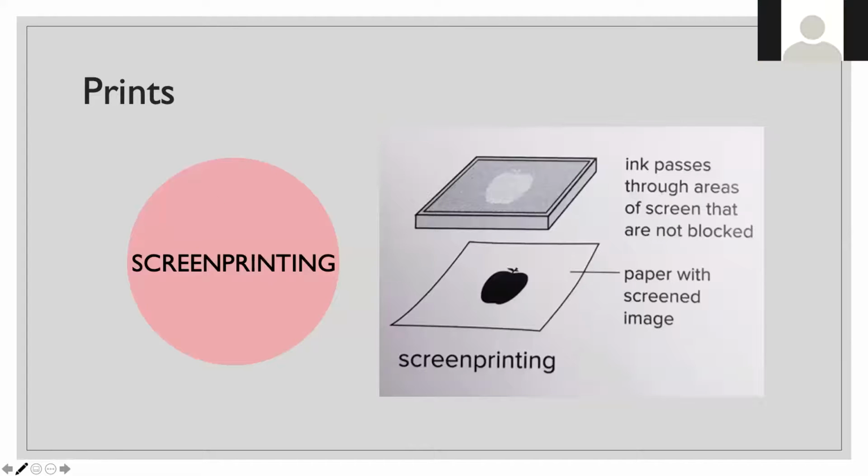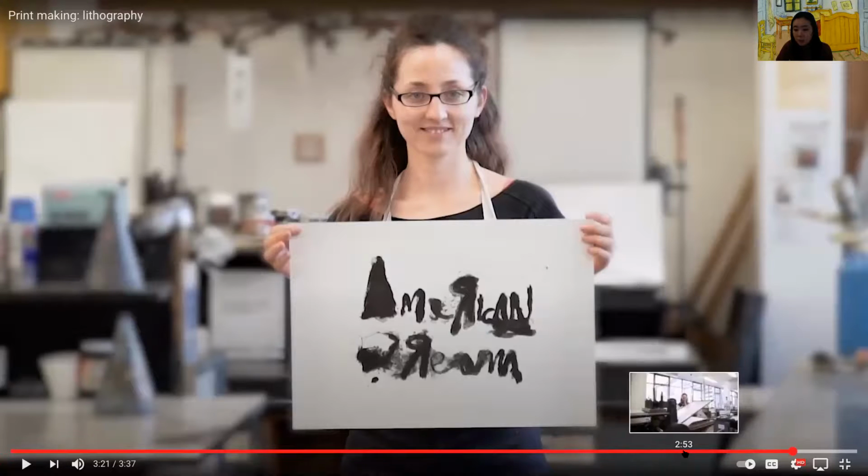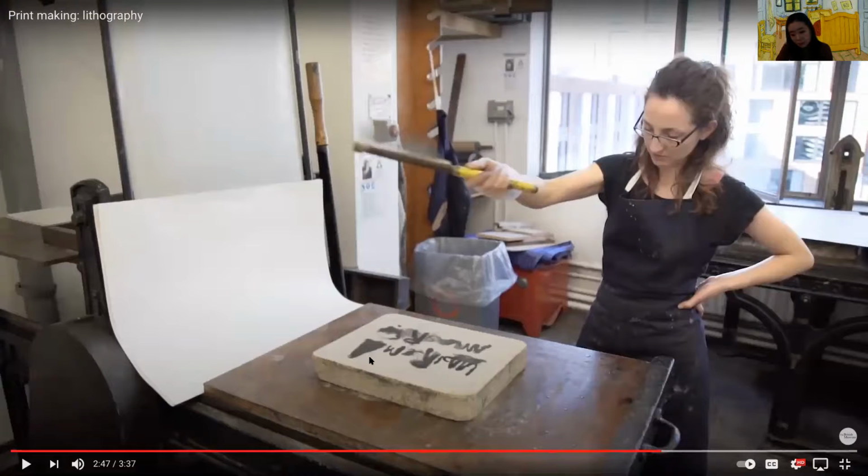So which part is flat? The whole plate is flat. As you can see, let me show you the plate again. See, there's no carving, no depression. She just drew this image with the greasy drawing tool, and then this greasy drawing holds the ink. So the whole plate is totally flat.